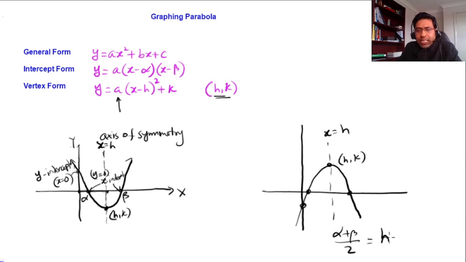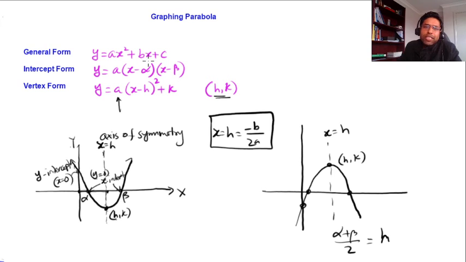But if the equation is just in the general form like ax square plus bx plus c, then how do we get that x? You can easily get x equal to h by using minus b over 2a. If the question is coming in general form, what is b? B is the coefficient of x, a is the coefficient of x square, and this is the formula. Basically, if you look at the quadratic formula, you will see x equal to minus b over 2a, and that is giving you the axis of symmetry where the graph is symmetrically divided.